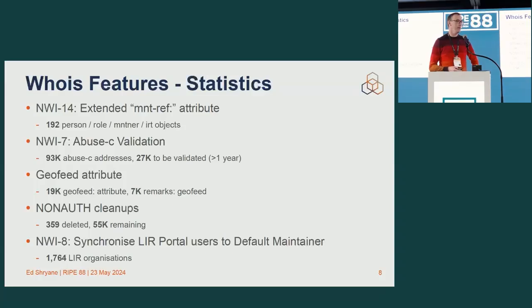The non-auth cleanups, the non-auth database is continuing to shrink, but it's still slightly over 55,000 objects in there. And finally, synchronizing the LIR portal users to your default maintainer in the database. It makes the database easier to maintain, and nearly 2,000 LIRs have now opted into that.